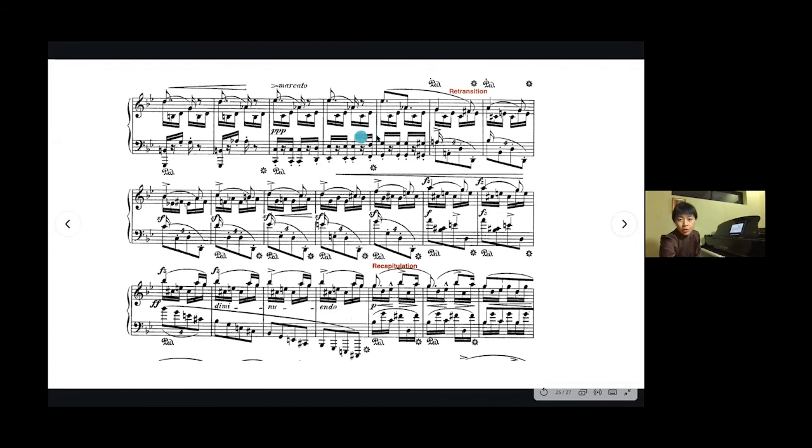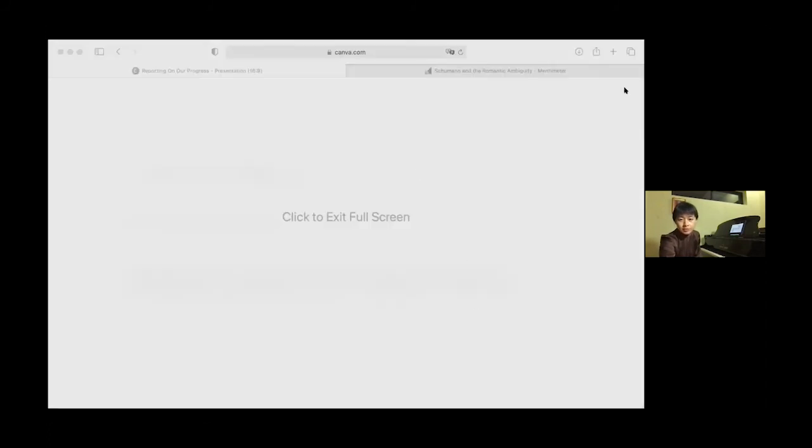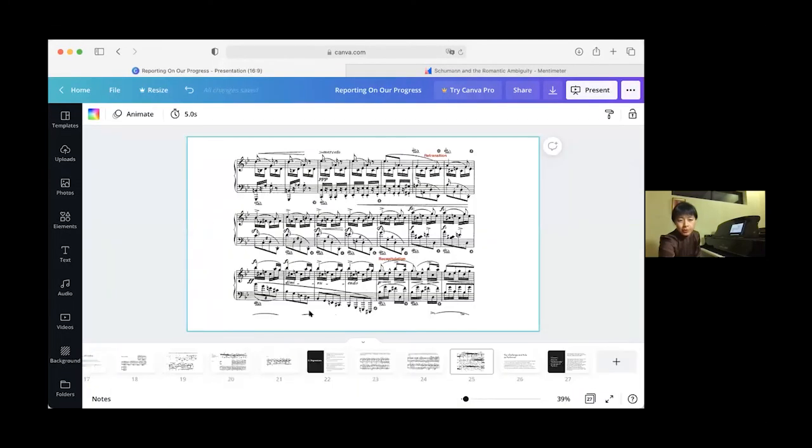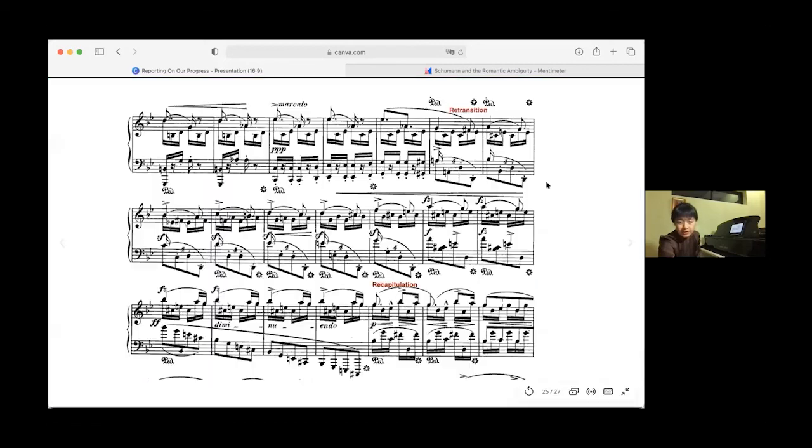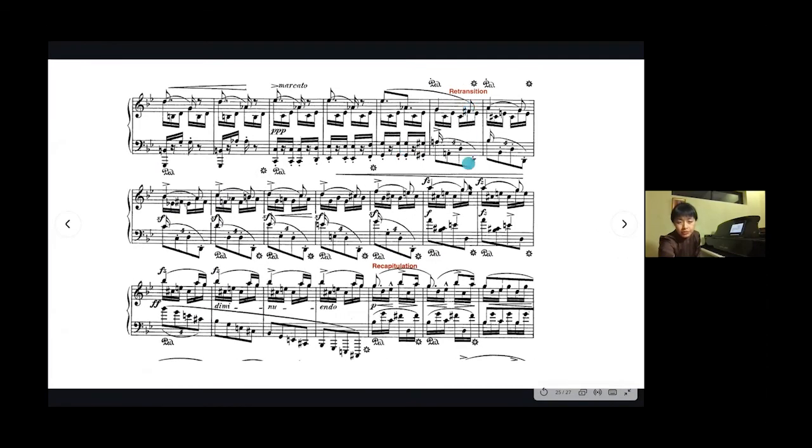Now this keeps going until the transition. I don't know how to stop that. It keeps coming to this level. Now it goes to this retransition. And then recapitulation. Here, the retransition, when you hear.